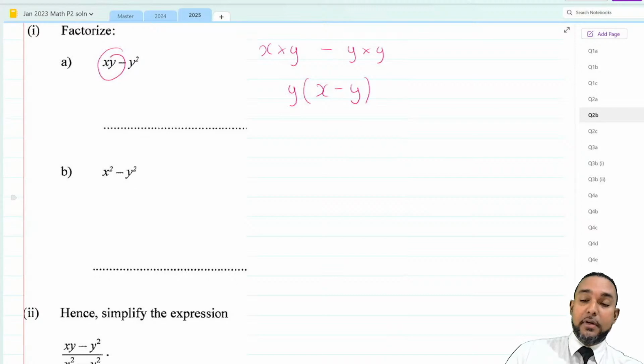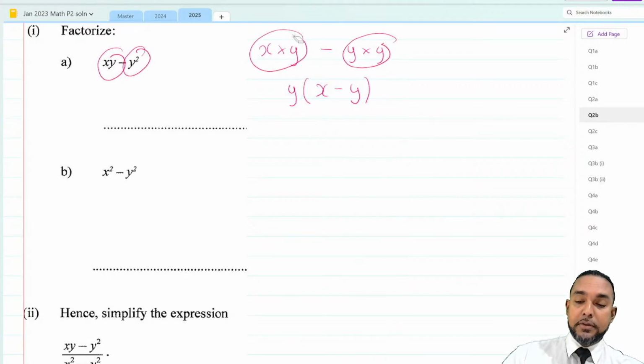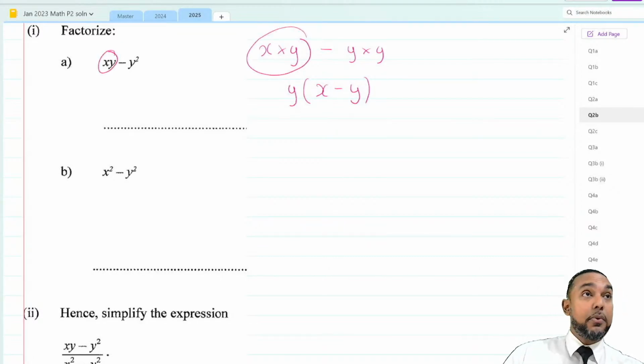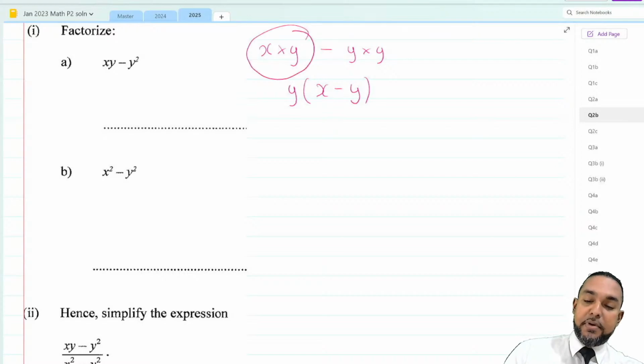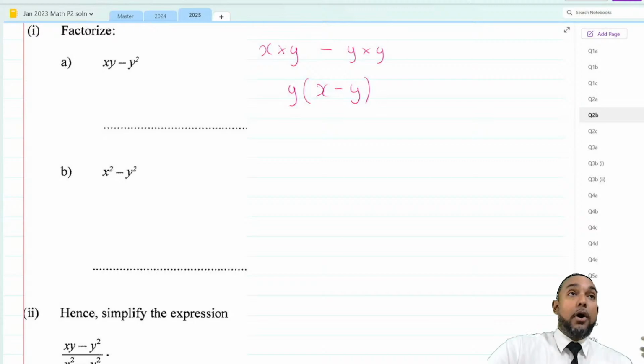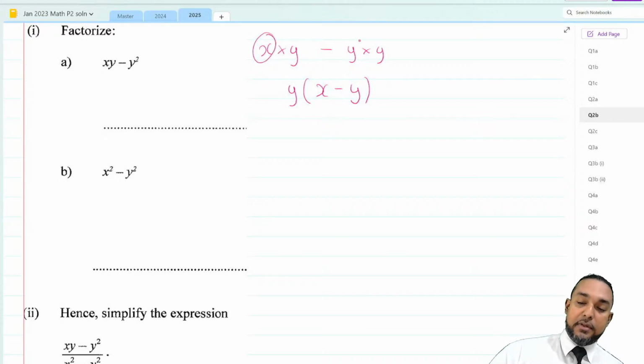So xy is literally x by y. y squared is y by y, right? So what we've done is we factorize each term. To factorize something means to express the term as a product of its factors. xy is the product and the factors are x and y. y squared is the product and the factors are y and y. So far, so good? So between this pair of factors, are there any common factors? y. So when you literally pull out the y, you'll be left with the x and that y.